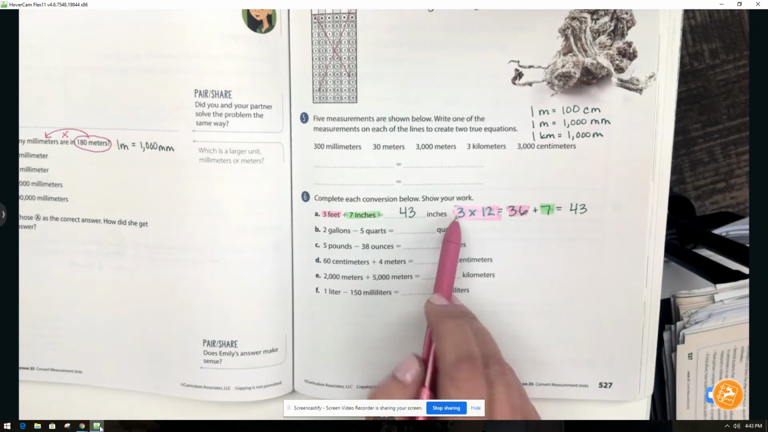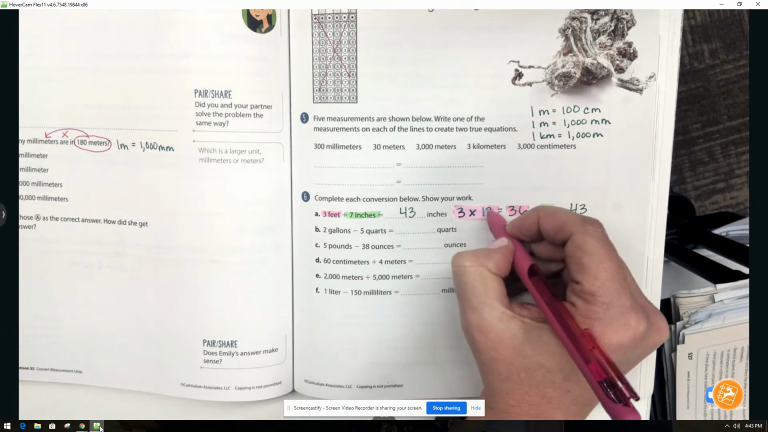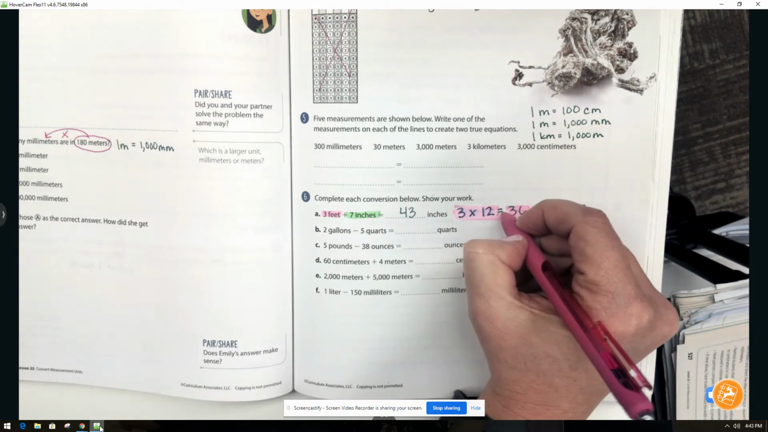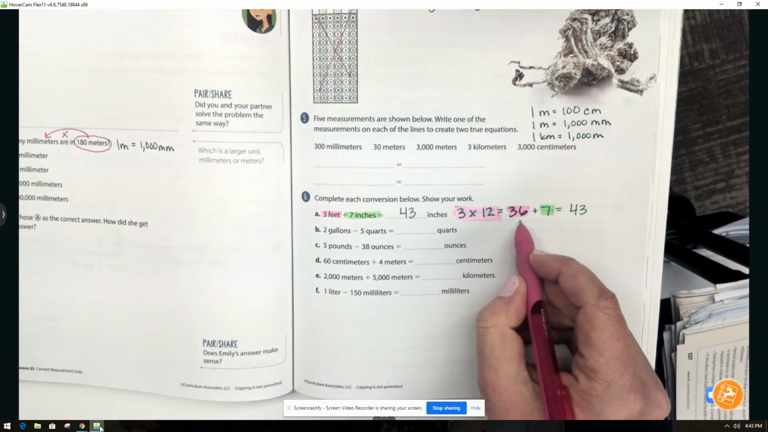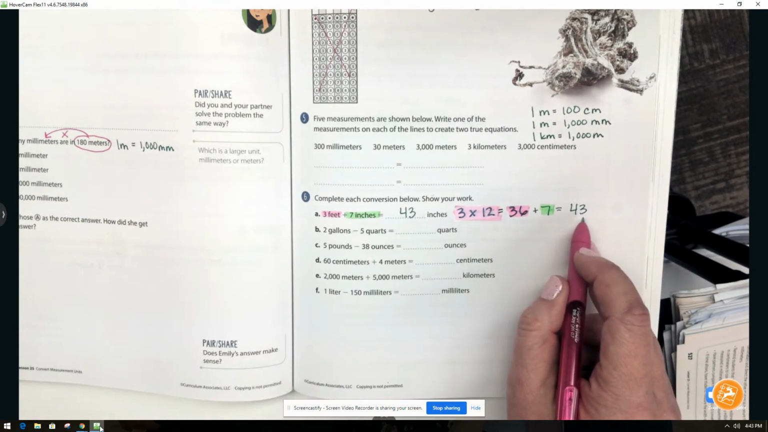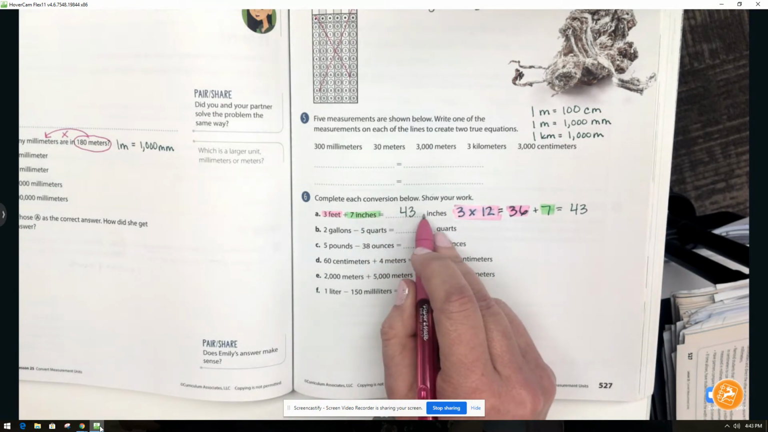We start with our 3 feet, and then we're going to multiply our 3 feet by 12 inches because there are 12 inches in 1 foot, and that equals 36 inches. Then to that, you're going to add the 7 inches that we already have to get a total of 43 inches. And then you're going to write 43 on the line.